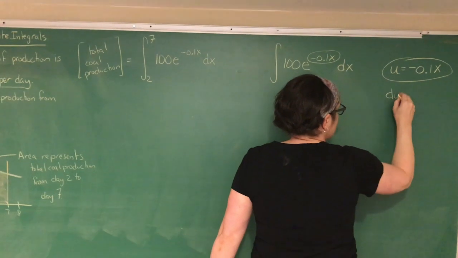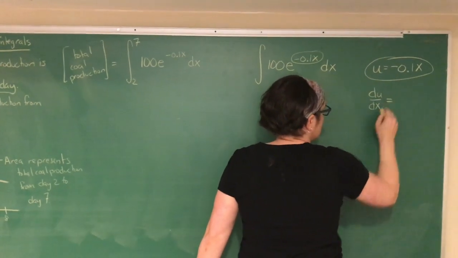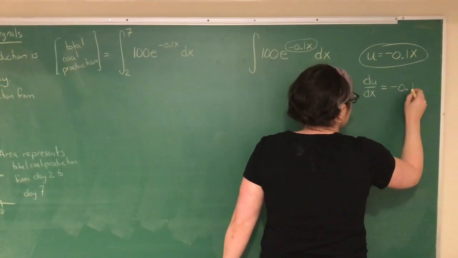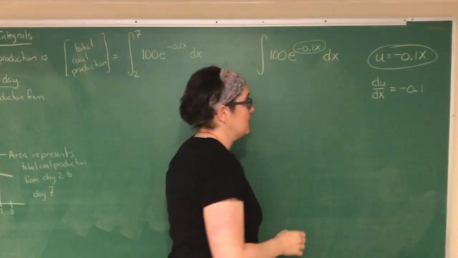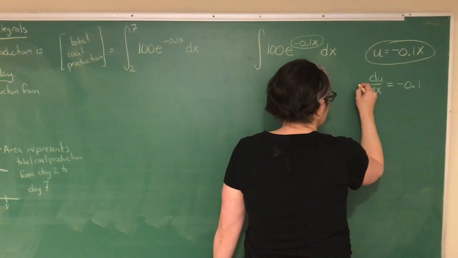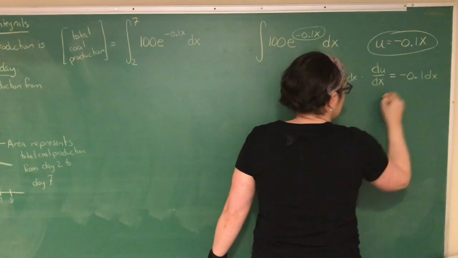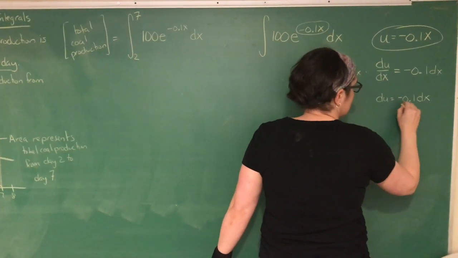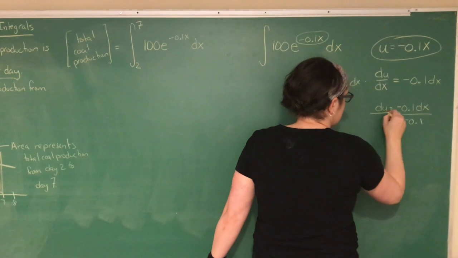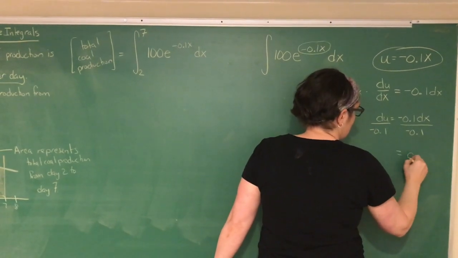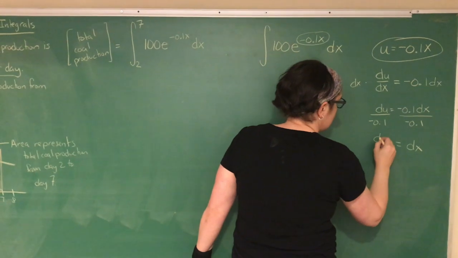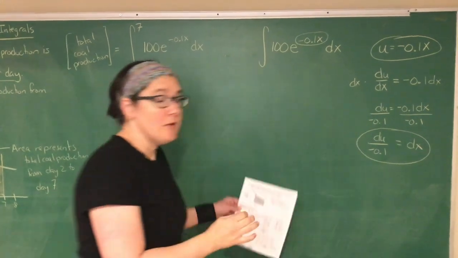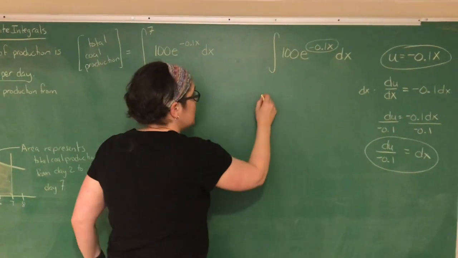The steps that I take are that I take a derivative. The derivative of u is du over dx. The derivative of negative 0.1x is negative 0.1. And now I want to solve for dx. So to solve for dx, I first multiply both sides by dx, and I get du is equal to negative 0.1 dx. Divide both sides by negative 0.1, and we have that dx is equal to du over negative 0.1. Okay, so that's my work off to the side, and now I can make my substitutions.